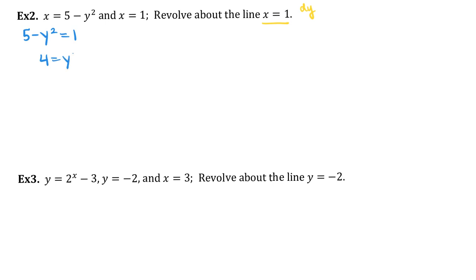Y squared. So I get y equals plus or minus 2. Okay, let's set it up, even though we have no idea what we're doing. Since I'm revolving it, they're going to make circles. So they're circles, they're going to be pi r squared. I'm going to go ahead and put the pi on the outside just to get out of the way. You can put it on the inside, it makes no difference.